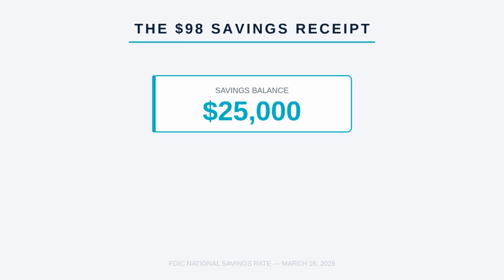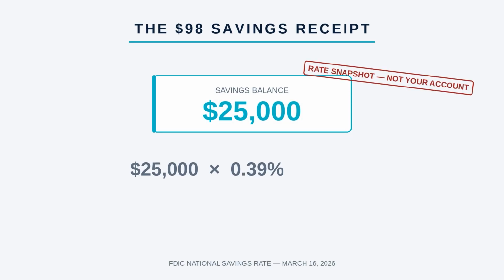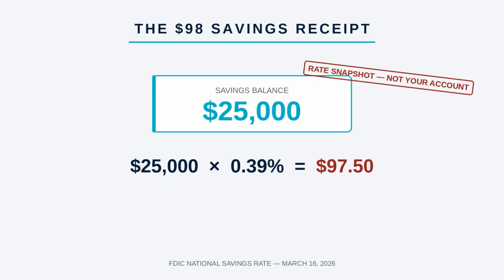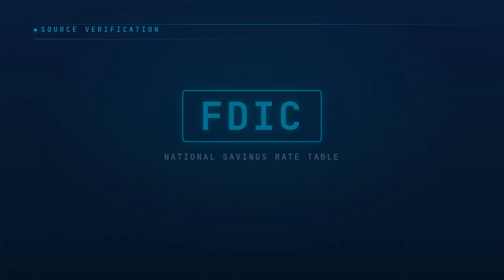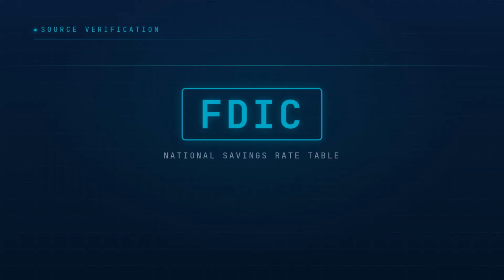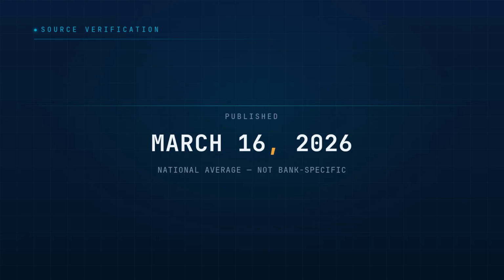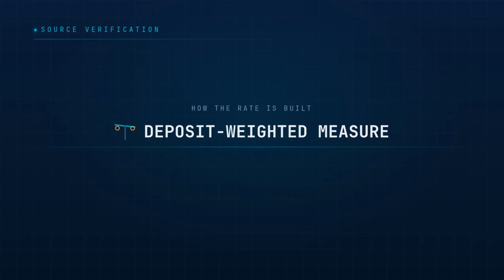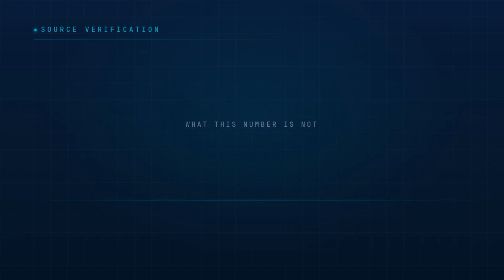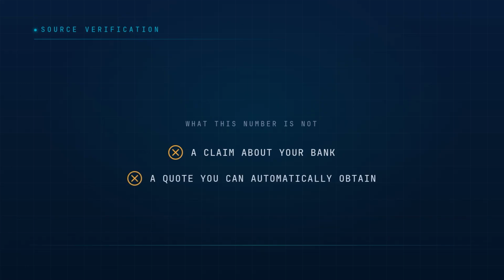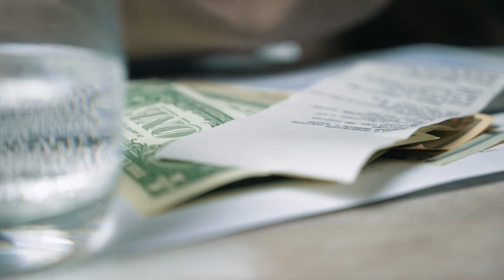Put $25,000 into a savings account paying 0.39% for 1 year, and the annual interest is about $97.50 before tax. That is not a monthly figure. It is the modeled total for the year. The rate comes from the FDIC's National Savings Rate Table, published March 16, 2026. It is a deposit-weighted national measure, not a claim about your bank, and not a quote you can automatically obtain. But it gives us a useful receipt.